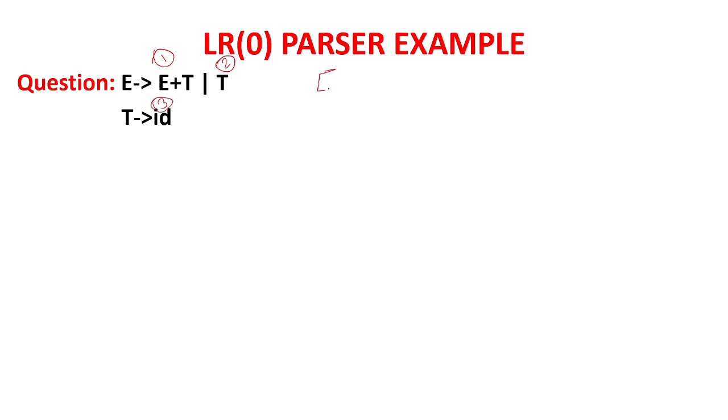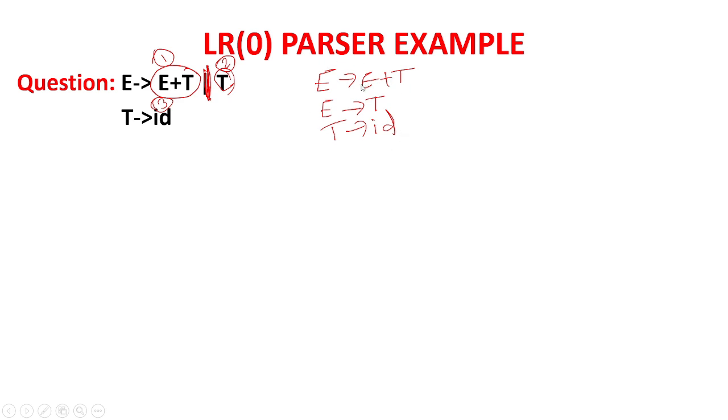You can write it like this also. This is one production. Then the second production is E goes to T. See, this vertical bar means E produces two things. One is this and another one is this. That is, E produces E plus T and E also produces T. And the third production is T goes to ID. So these are the three productions.